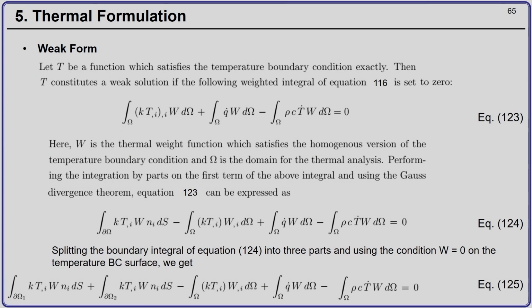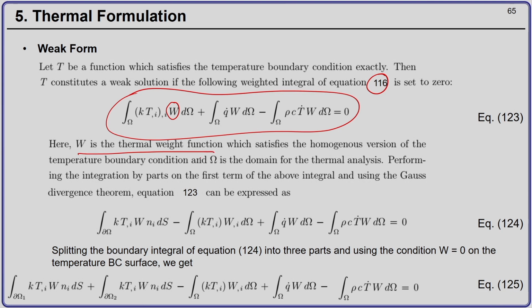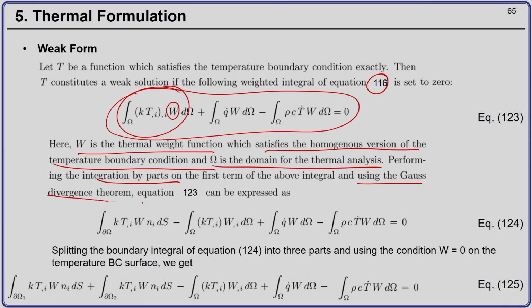Now, we develop the weak form first, and for the weak form what we do? We multiply equation 116 by a weight W, and integrate over the entire domain of the problem omega. So, W is the thermal weight function and it satisfies the homogeneous version of the temperature boundary condition, and omega is the domain for the thermal analysis. And now, here you do integration by parts, and then you use the Gauss divergence theorem.